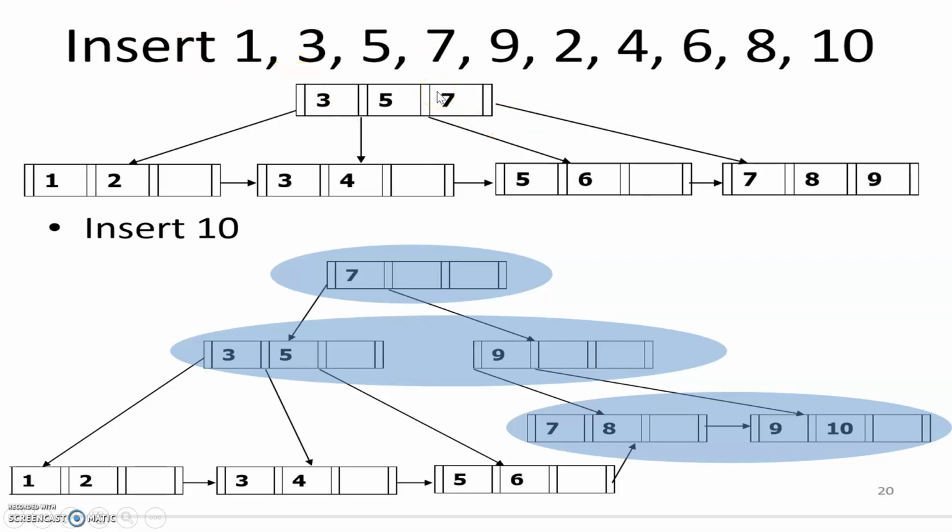The splitting of an index node will be exactly the same as in a B tree. That means it will be 3, 5, 7, and 9. 5 will go up. Oh, sorry, 7 will go up, because I'm considering this as my central element. Towards the left of 7 is 3 and 5, and towards the right of 7 will be 9 only.